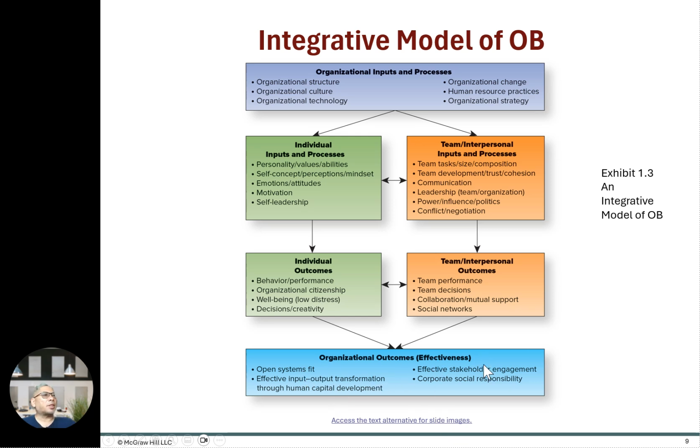Organizational outcomes such as effectiveness, such as open system fit, effective input-output transformation, and human capital development, as well as effective stakeholder engagement and corporate social responsibility. This is an example of this. Okay.